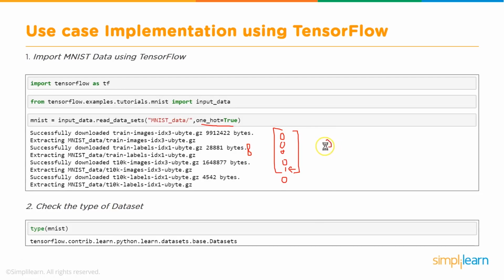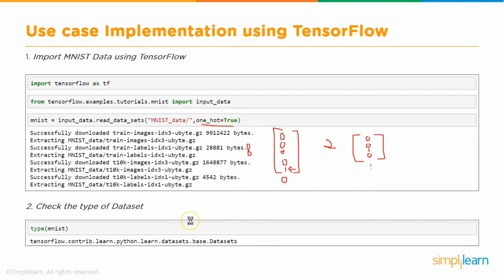Similarly, if you have a 2 here, let's say, then the labeled information will be somewhat like this. So you have your labels: the 0th position is 0, the first position is also 0, the second position is 1 because this indicates number 2, and then the third is 0 and so on. Okay, so that is the significance of one hot true.